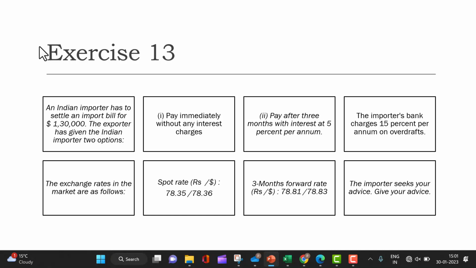Pay after 3 months with an interest rate of 5%. So he says, give me 5%, which means 1,30,000 into 5%. This is for 3 months, and 5% is the per annum rate, so you add interest to it. And paying after 3 months, the 3 month rate is 78.36. Now, if you are paying immediately without interest charges, you are going to pay at the spot rate. But to compare with that option, you have to add the 15% interest rate to make a comparison of both the cases. So let's understand.